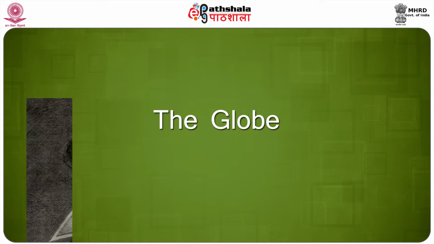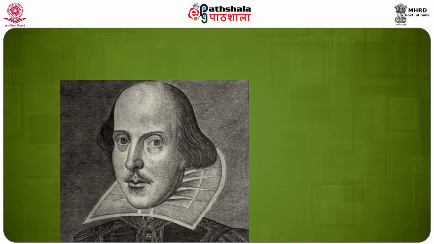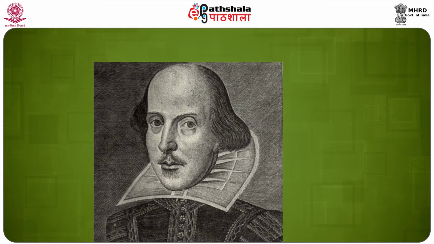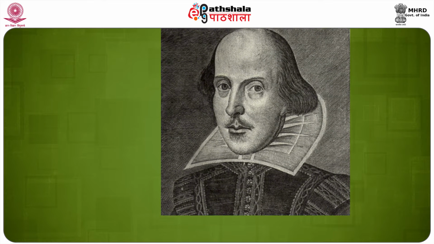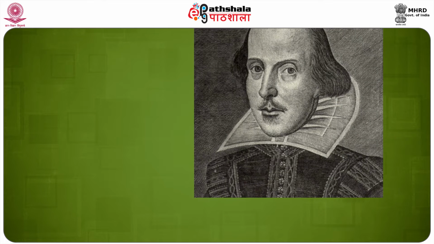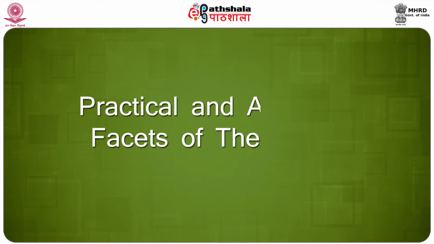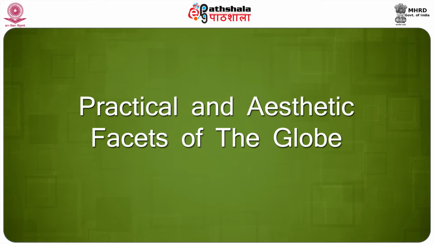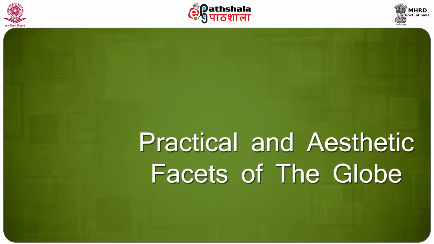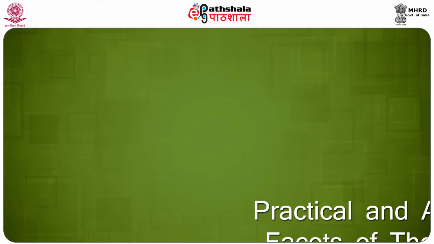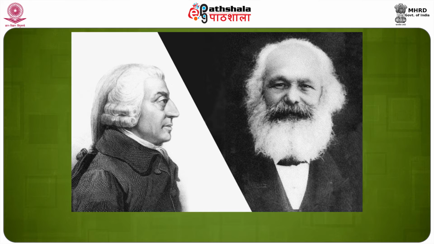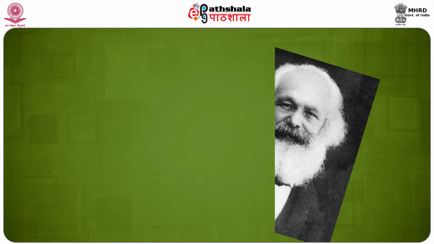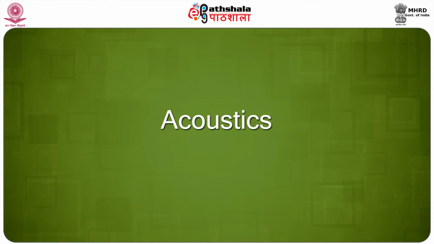Its reconstruction was supervised by Shakespeare, who also staged his own and other playwrights' plays in it. Some other playhouses built in this period were modeled after the Globe, which allows us an estimate of practical and aesthetic facets of the Globe. No one knows the original shape of the Globe, but available evidence and context led Adams and Smith to believe it was octagonal when they created a model of the Globe. This shape resolves many issues related to seating, viewing, acoustics, and acting.